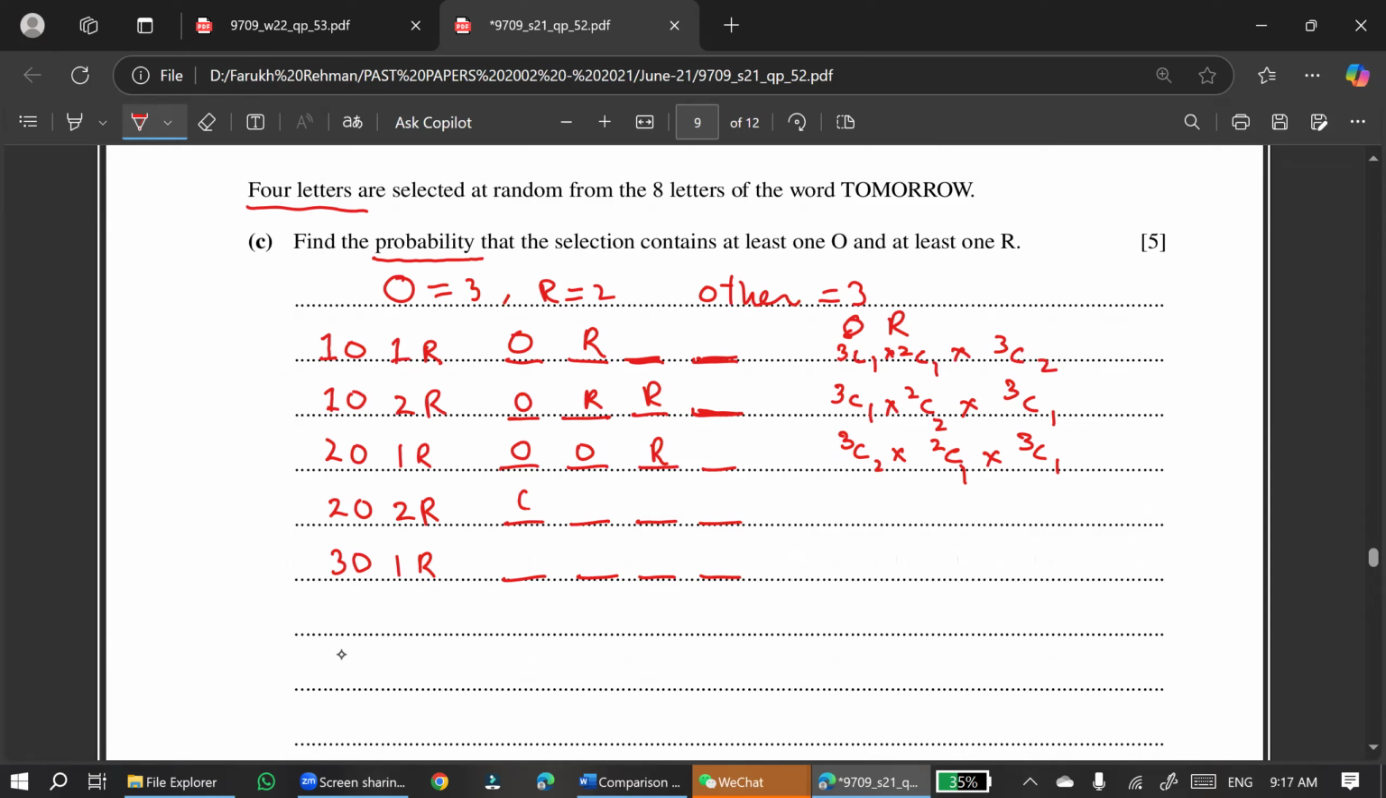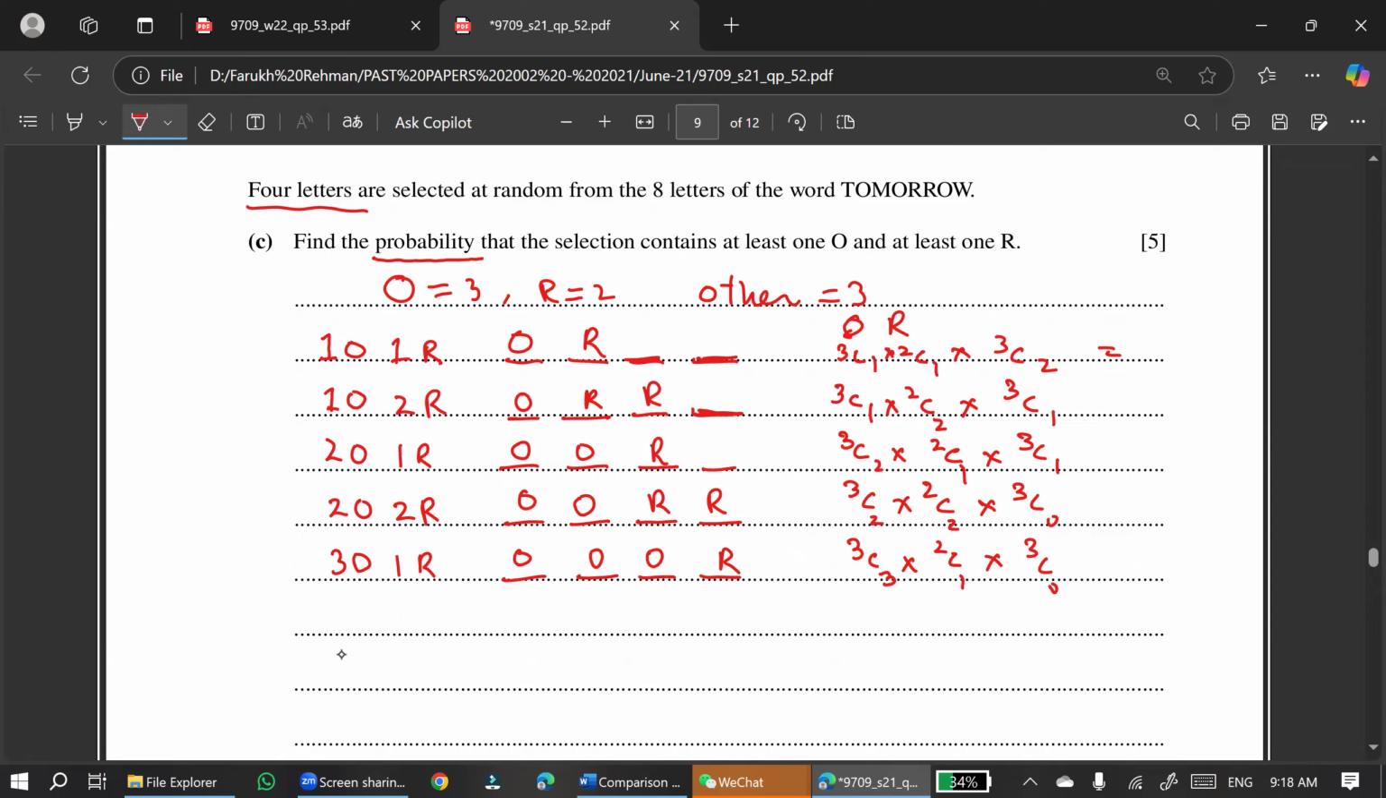2 O's and 2 R's. This one is 3C2 for O's, 2C2 for R's, and 3C0 for the others, as we don't need any letter from the others. Now 3 O's and 1 R. For 3 O's, 3C3 into 2C1 into 3C0. From the others, we don't need anyone because we have already selected 4 letters.